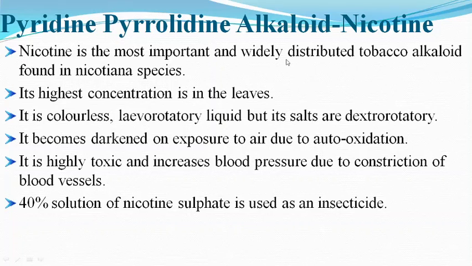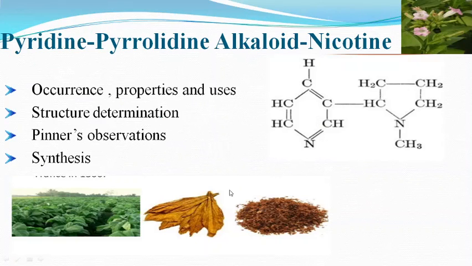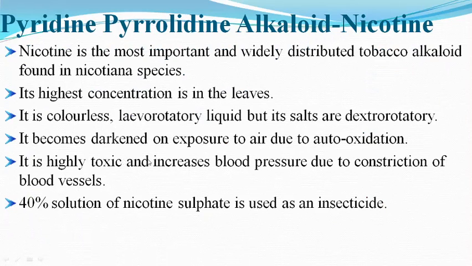Nicotine is the most important and widely used tobacco alkaloid found in Nicotiana species. Though nicotine is present throughout the plant, its highest concentration is in the leaves. It is a colorless, levorotatory liquid, but its salts are dextrorotatory. It becomes darkened on exposure to air due to auto-oxidation. As you can see, due to auto-oxidation, it has changed its color, converting into brown. It is highly toxic and increases blood pressure due to constriction of blood vessels. A 40% solution of nicotine sulfate is used as an insecticide.